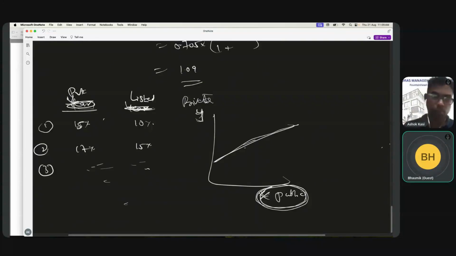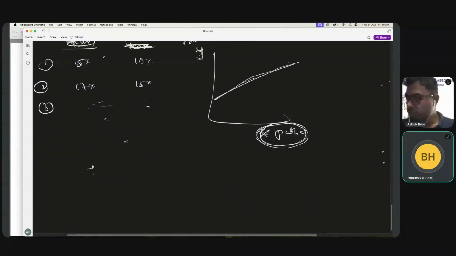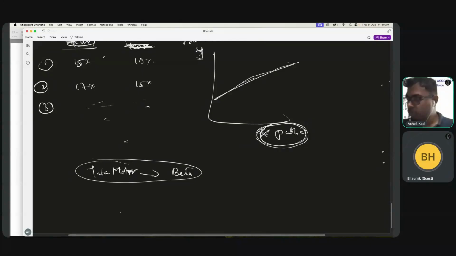Are you speaking about beta or about returns? If it is beta, I will get it for a public limited company. But to find beta, we need daily returns of the public company, Tata Motors, and of the index. Tata Motors' beta I am going to get anyway, and with the help of this beta, I am going to calculate the private company's beta.